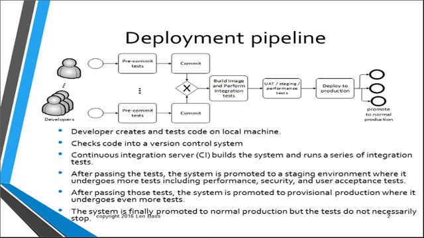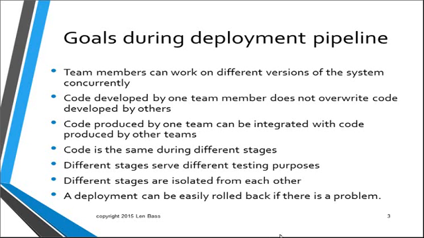After passing these tests, the system goes into production, and then there are even more tests. So it's really a provisional production stage, and then finally it's promoted to normal production. But even in that case, there may be tests that go on, and again, we'll talk about all of this. So the goals during this process are that team members work on different versions of the system concurrently. So even within a particular team, one member may be working on a bug from a release version, another member may be working on the next version of that particular service, and so on.